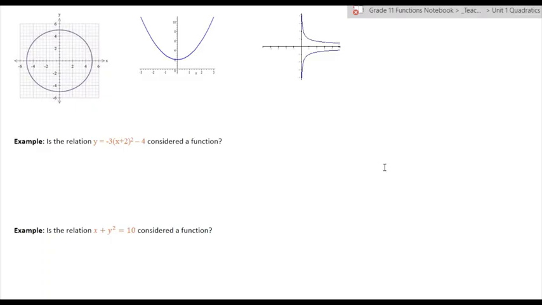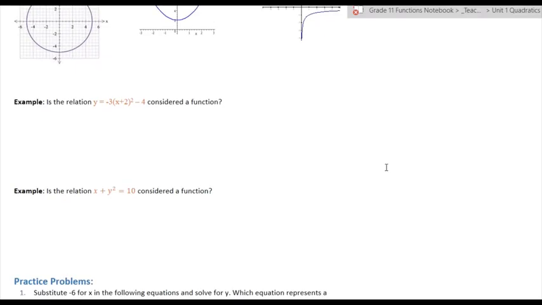Now we can also look at the equations themselves. So given an equation, we can check if it is a function. There's a few ways of doing this. Either you can graph the equation and perform a vertical line test, or in other cases, you can do this algebraically. So is the relation y equals -3(x + 2) squared minus 4 considered a function? With our current knowledge, we can immediately say yes, because we know that this is a quadratic function. We know that due to its form.